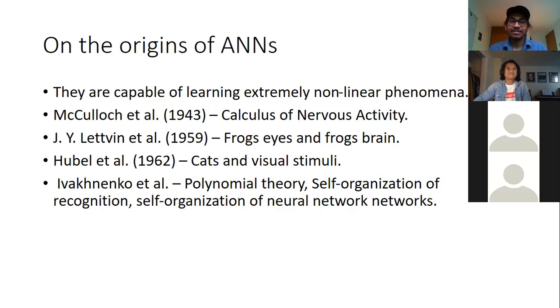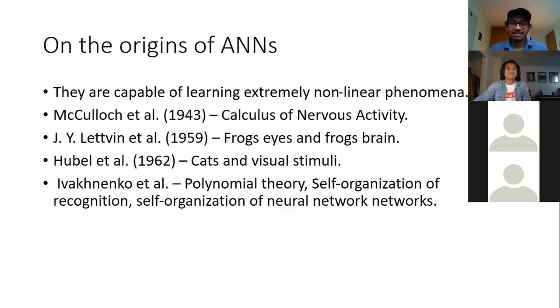So going back to research, research dates all the way back to the 1940s, where McCulloch et al. developed the calculus which was required to understand the nervous activity in the brain, which is fundamental to later developing the neural networks. So in the 1950s, J.Y. Lettvin et al. developed the research which can understand the relationship between the electrical impulses from the frog's eyes to how they communicate with their brain.